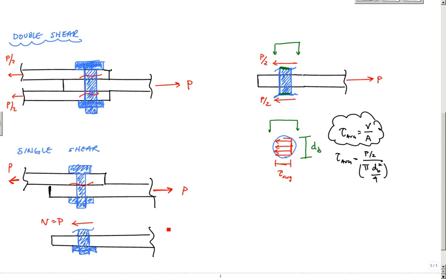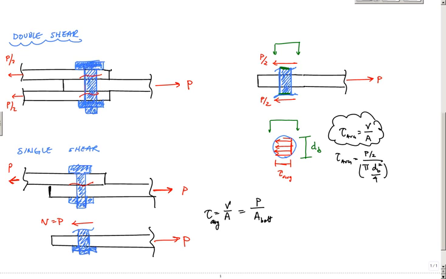Because of equilibrium, this is P right here, and so the average shear stress, tau equals V divided by A, would be P divided by the cross-sectional area of the bolt. This is single shear because I have only one plane of shear in this connection.